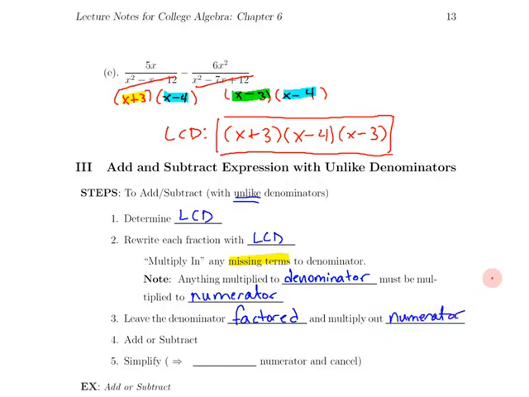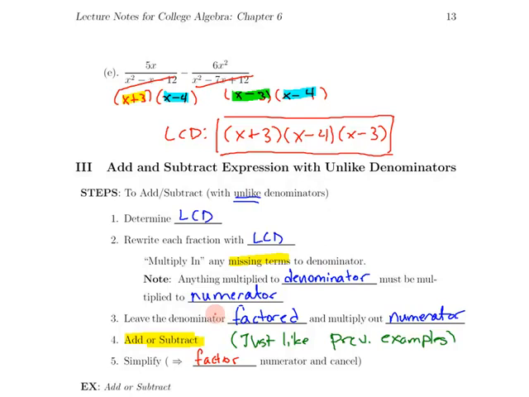Once you get there, we have the same step. This is just like the previous page. We add or subtract just like before, just like the previous examples. Now, once we have it added or subtracted together, we then simplify, which means factor the resulting numerator and then cancel.